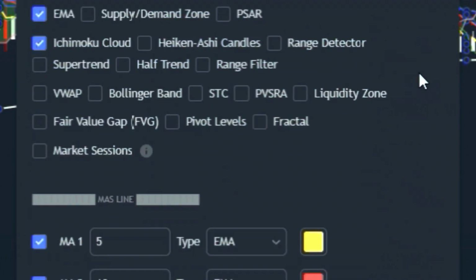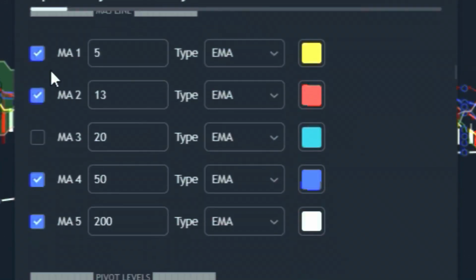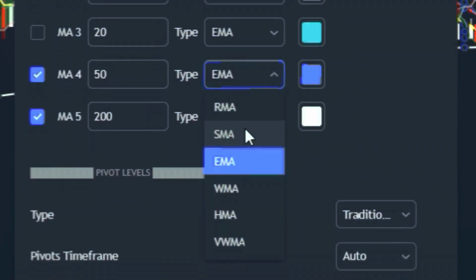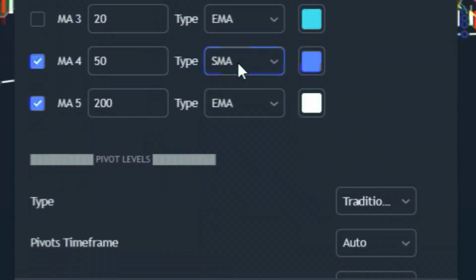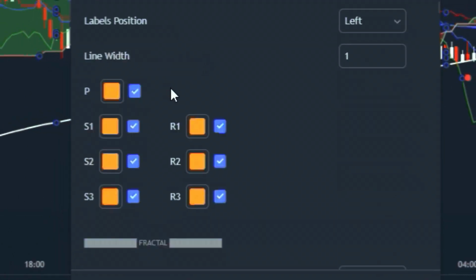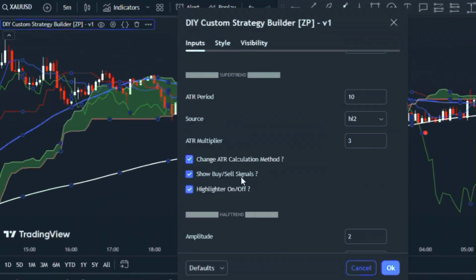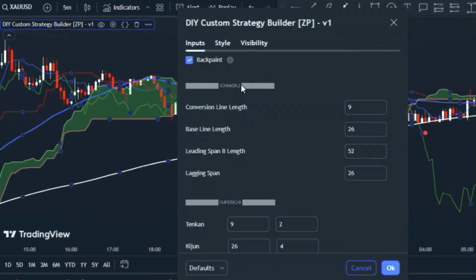Now it's time to customize the signal and confirmation indicators. First, enable MA4 and MA5 for EMA, setting them to 50 SMA and 200 SMA in your favorite colors. Then for the Ichimoku, leave the Ichimoku settings as they are for now. They are good to go.